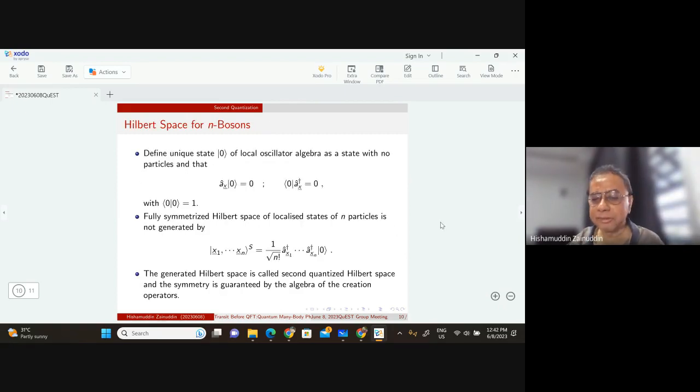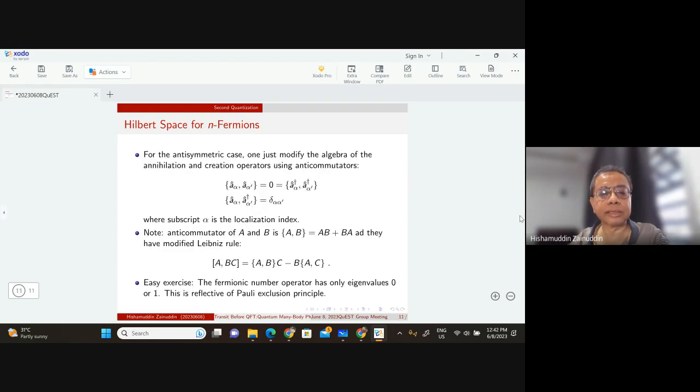I think I'm getting to the end of it. So today we finish earlier. The next case will be the case of the fermions. I don't have a nice way to introduce it, but you need to modify the algebra a little bit, by using what we call anti-commutators.